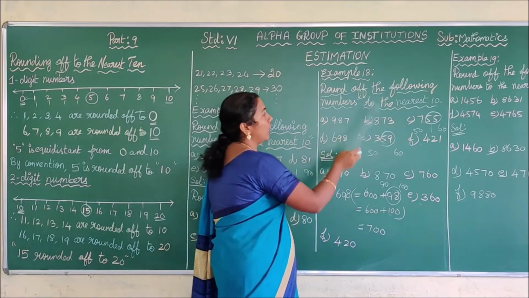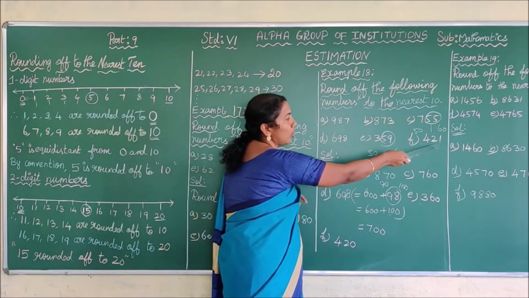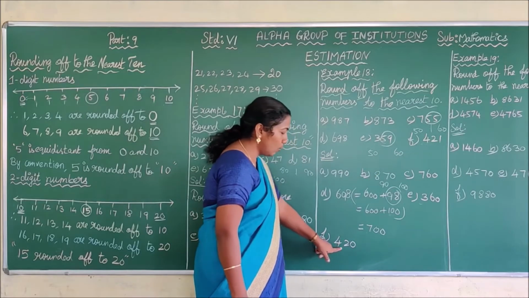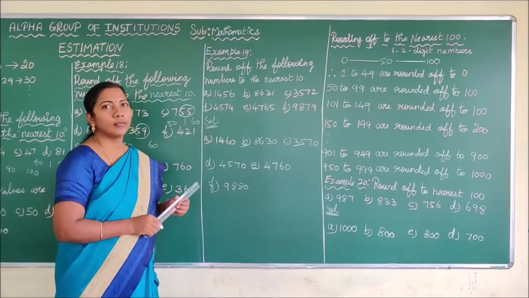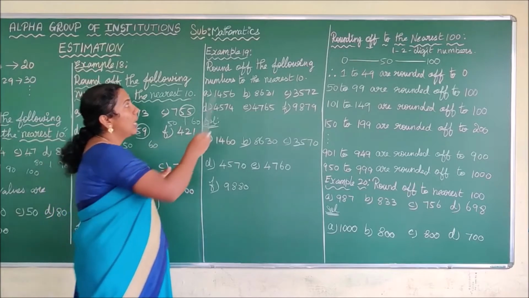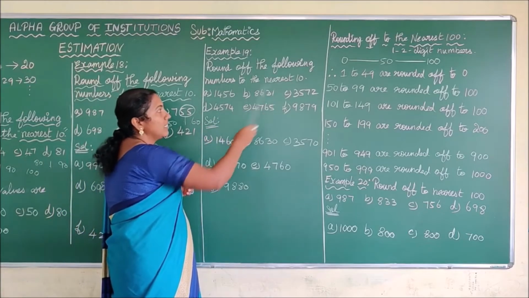21 lies between 20 and 30. You have to round off the 21 to 20. So your answer is 420. Next, example 19. Round off the following numbers to the nearest 10.